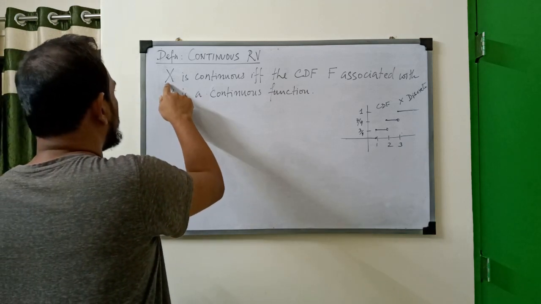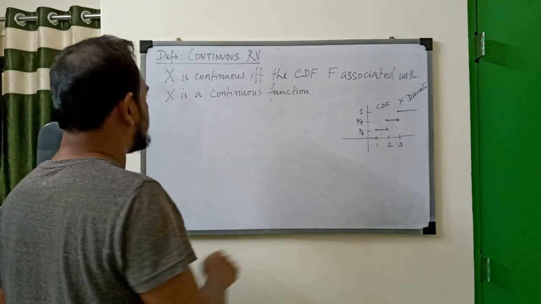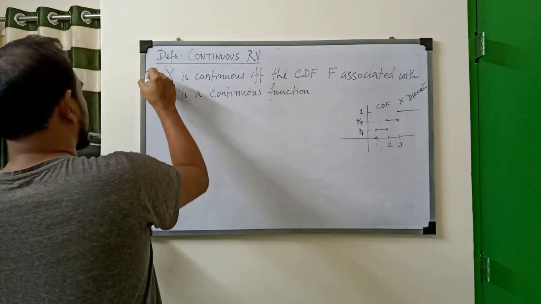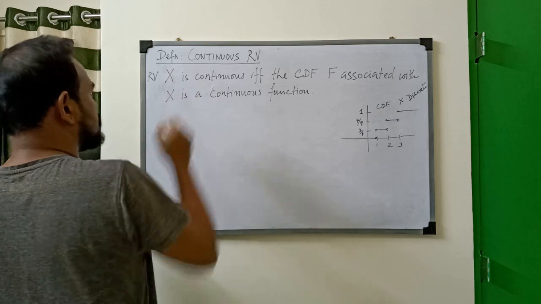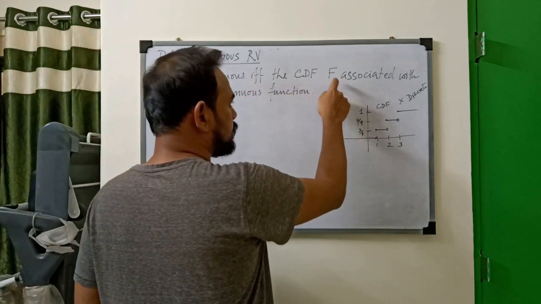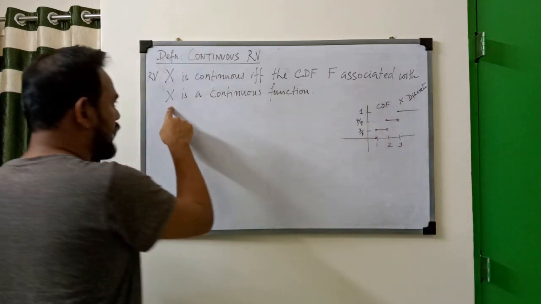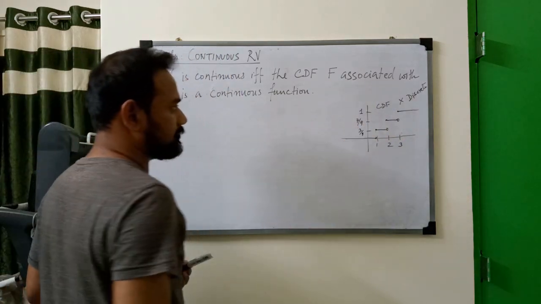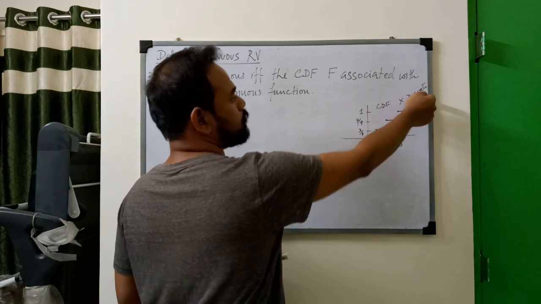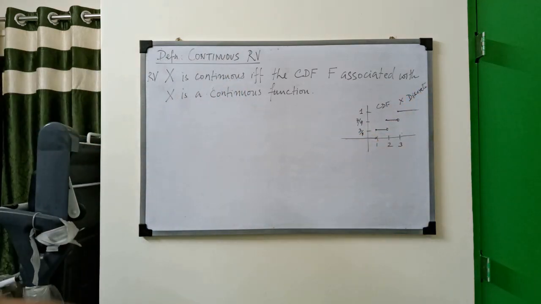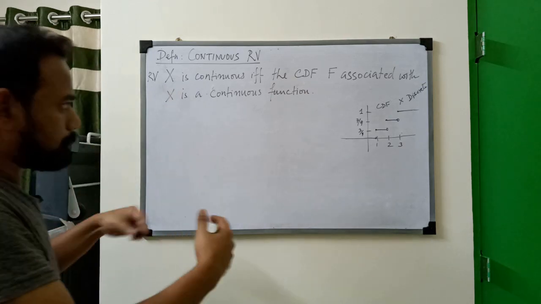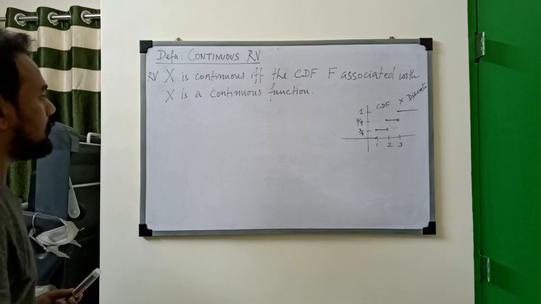So let's just read that out once more for clarity. The random variable x will be called continuous if and only if the CDF, capital F, associated with this x is a continuous function. Last time it was discontinuous, so x was called discrete. So we'll do the example today of a continuous random variable and the corresponding CDF. All right, let's just do that.